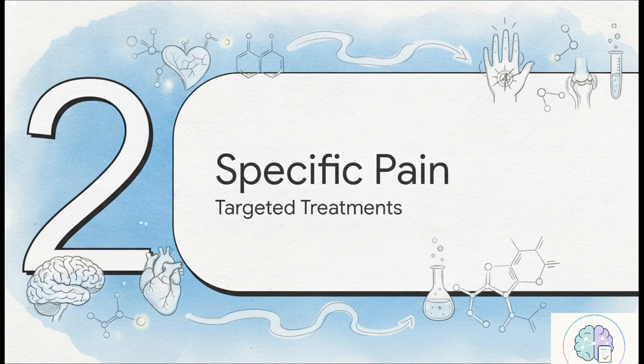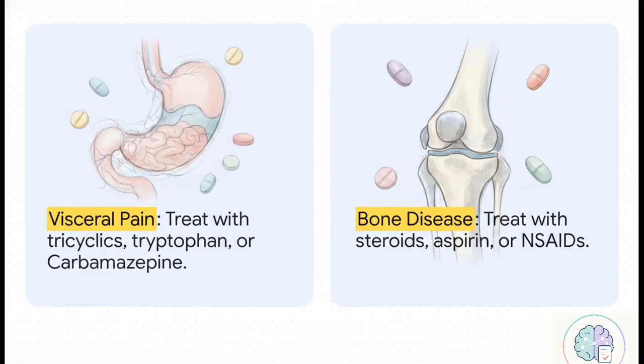Moving right along to Section 2, Specific Pain Treatments. This is where things get really fascinating. You see, matching the drug to the exact pathology of the pain is absolutely crucial. For instance, visceral or deafferentation nerve pain requires agents like tricyclic antidepressants or tryptophan. And if that nerve pain is paroxysmal, meaning it's sudden and lancinating, carbamazepine is going to be your go-to. On the flip side, pain from metastatic bone disease responds uniquely well to steroids, aspirin, and NSAIDs. Why? Because these drugs specifically block the prostaglandin-mediated sensitization of A delta and C nerve fibers. It's a completely different mechanism tailored for a completely different kind of pain.